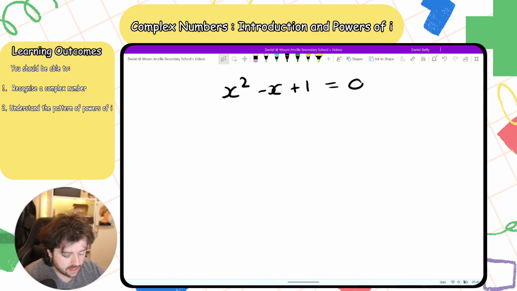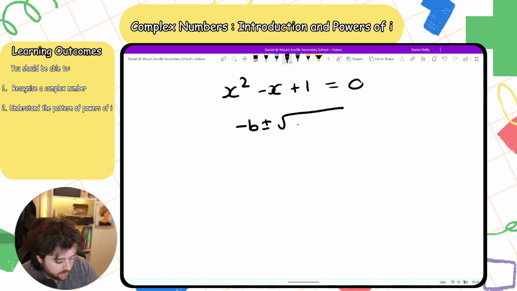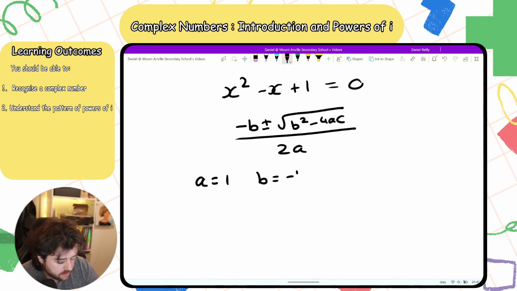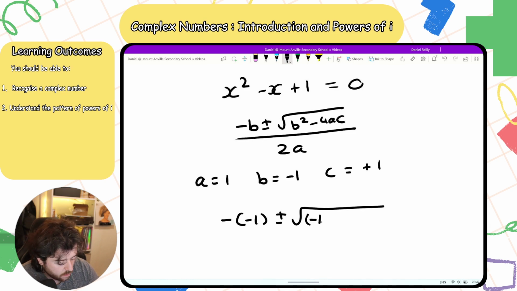So they did it out. We use our minus b formula. Remember, minus b plus or minus the square root of b squared minus 4ac all over 2a, where a in this case is 1, b is going to be minus 1, and c is going to be plus 1. So let's sub it in: minus negative 1 plus or minus the square root of minus 1 squared minus 4 times 1 times 1, all over 2 times 1.